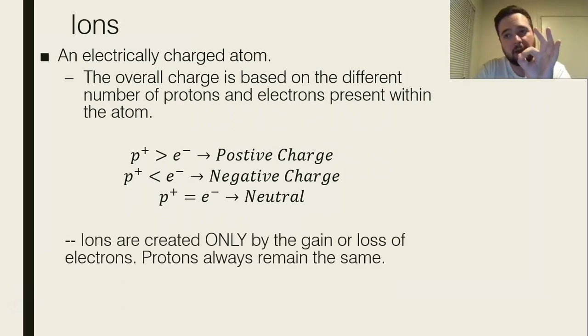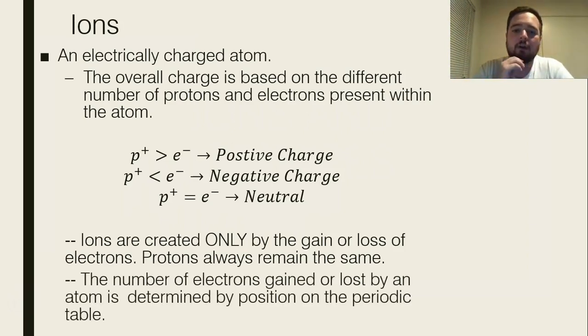Ions are only created by the gain and loss of electrons. So the movement of electrons determines what type of ion is produced. Protons will always remain the same within the nucleus. Again, remember, if the number of protons changes, then the element that atom represents changes as well. The number of electrons gained or lost by an atom is determined by the element's position on the periodic table. We'll dive deeper into what this means when we get to periodic trends and how to read the periodic table. But based on the position of the element on the periodic table, we can tell if the element is more likely to form a positive ion or a negative ion.